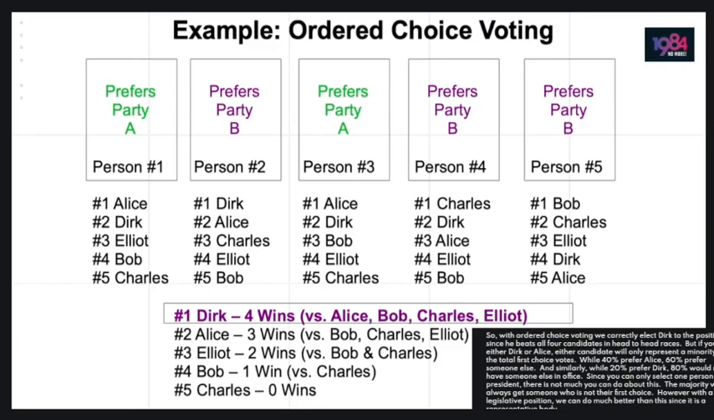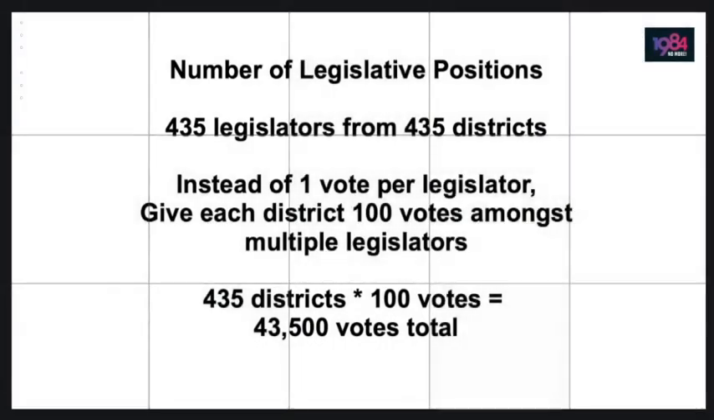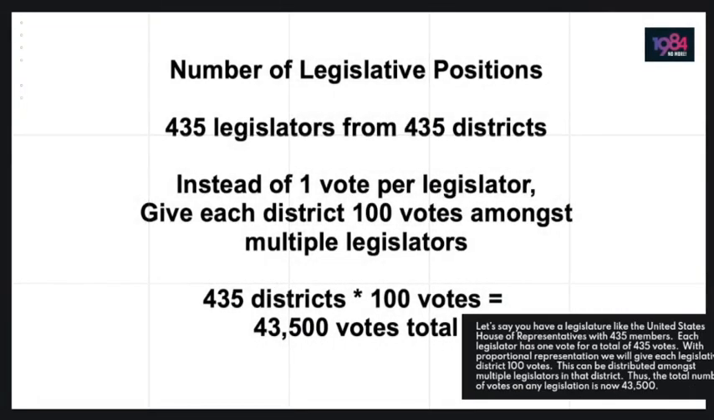Since you can only select one person to be president, there is not much you can do about this. The majority will always get someone who is not their first choice. However, with a legislative position, we can do much better than this since it is a representative body. Let's say you have a legislature like the United States House of Representatives with 435 members. Each legislator has one vote for a total of 435 votes.